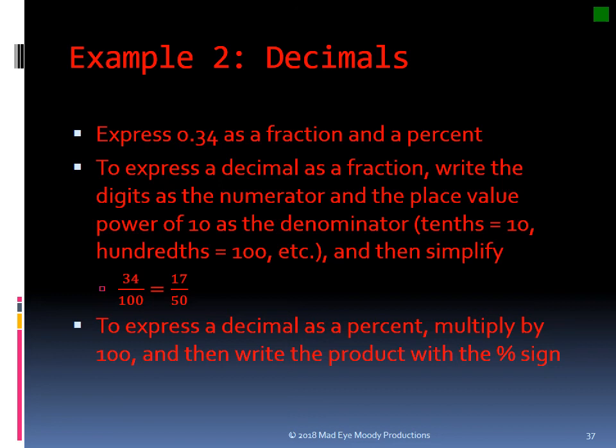So here we're going to multiply 34 hundredths by 100. That gives us 34 because, again, since we have multiplied by 100, our place value is moving the decimal over 2 spots here, 1, 2, and that is where we get 34, and then we write it with the percent sign because now we're showing that it's out of 100.